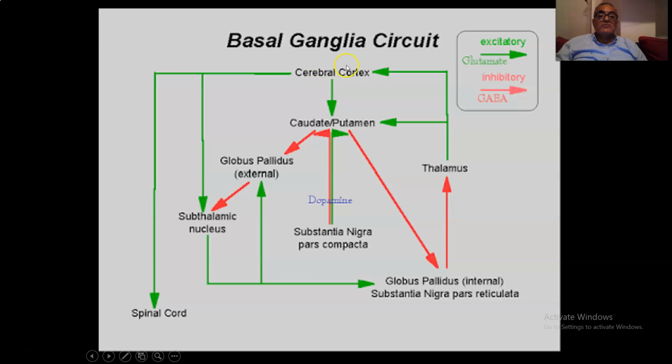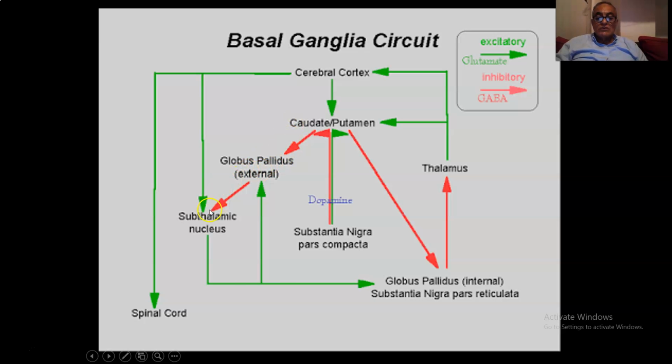The circuit starts from the premotor area, from the supplementary motor area, from motor area 6, in front of the precentral gyrus, front of the pyramidal area 4. Then the impulses pass from this area to the caudate and putamen, which are considered as one nucleus, and from the caudate and the putamen, they go to the globus pallidus externus, and the globus pallidus externus is the external part of the globus pallidus, and it sends impulses external to the circuit.